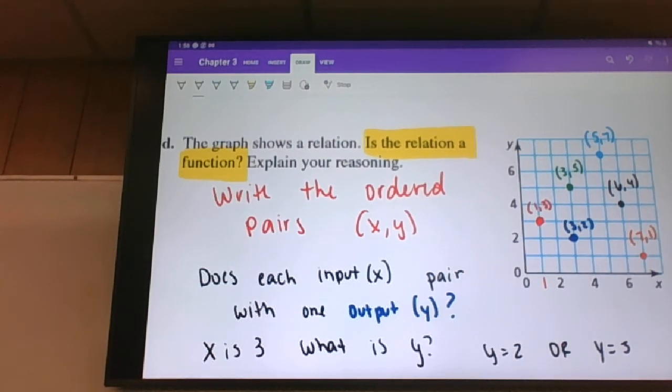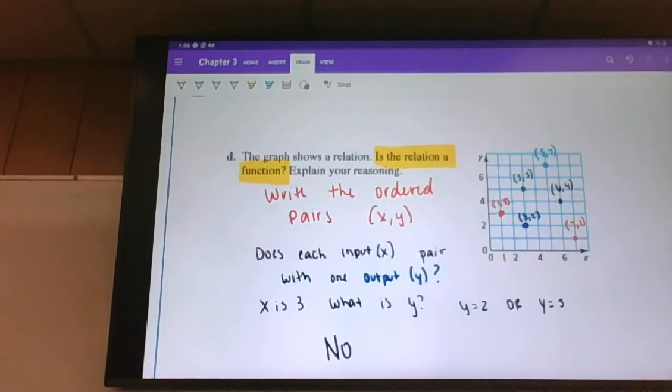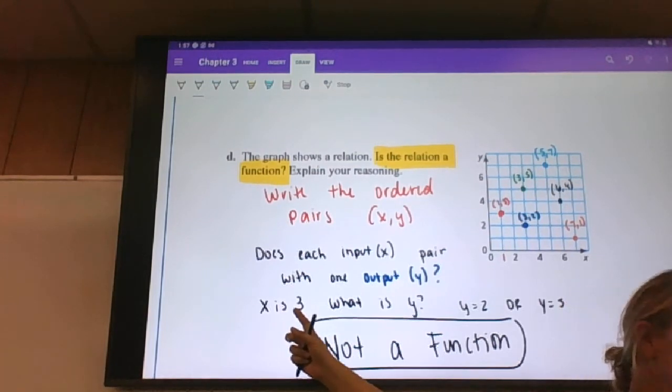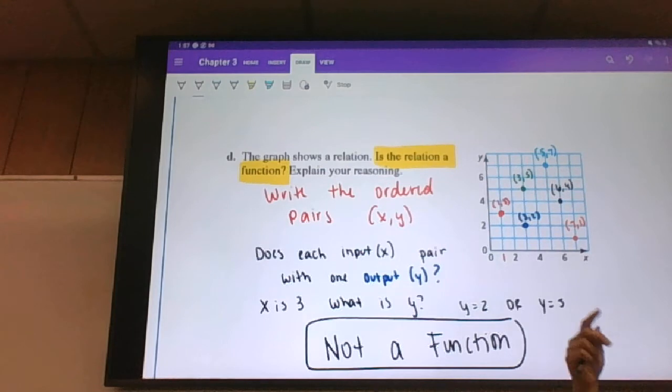In a real function, if I told you x is 3, everybody would tell me the same answer. So if it's paired with 2 different y's, you're going to say no, this is not a function. When x is 3, if there's 2 different y's, it's not a function. So 3 goes with 2 and with 5? Not a function.